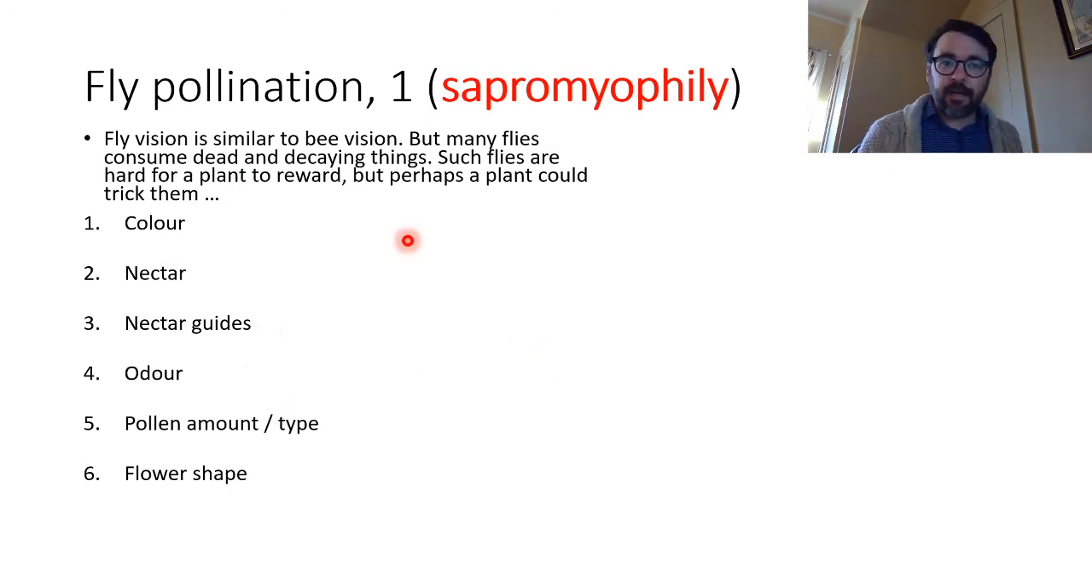So fly pollination, there's actually two forms. One is called sapromyophily. You do need to know these words, whether or not you can pronounce them. And you could imagine that fly vision is relatively similar to bee vision. But what's different about flies is many of them consume dead or decaying things.